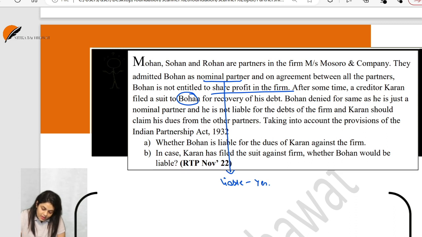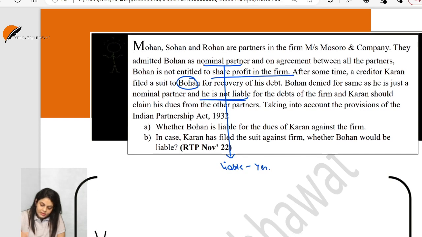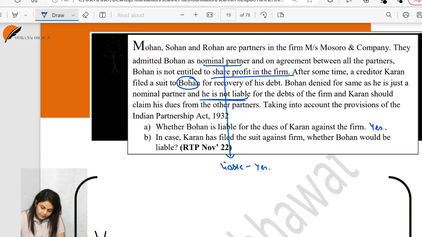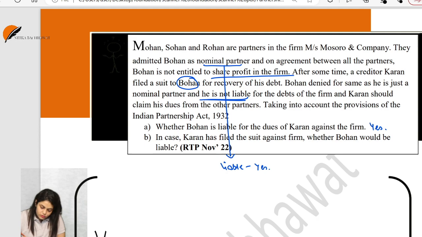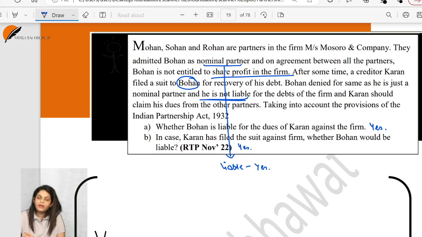Mohan denied liability, as he is just a nominal partner and he is not liable. His denying is not correct because he is liable. And Karan can claim his dues from the other partners, taking into account whether Mohan is liable. Yes, Mohan is liable. In case Karan had filed the suit against the firm, whether Mohan would be liable? Yes, Mohan would be liable.